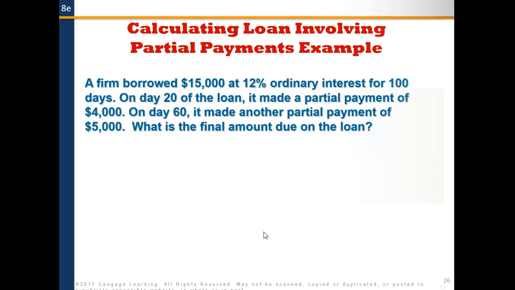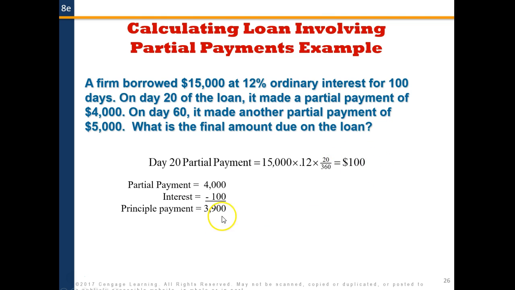So let's take a look at calculating a loan involving partial payments. A firm borrowed $15,000 at 12% ordinary interest for 100 days. On day 20 of the loan, it made a partial payment of $4,000. On day 60, it made another partial payment of $5,000. What is the final amount due? So what's left over that they still owe on this loan? This takes a couple of steps, but just write everything out and it should be fairly straightforward.